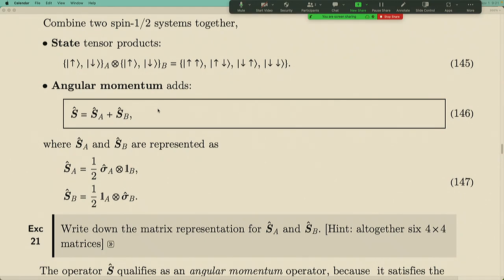Both matrices, the X on a single spin 1/2 particle, are represented as 2x2 matrices because a single spin 1/2 particle only has two states. So there's only a 2x2 matrix acting on it. But for the two of them combined together, there are four states. How can I construct a 4x4 matrix out of these 2x2 matrices? The way to do that is what we call the tensor product. The tensor product is performed in such a way: first, you take the matrix on the right-hand side and make copies of it.